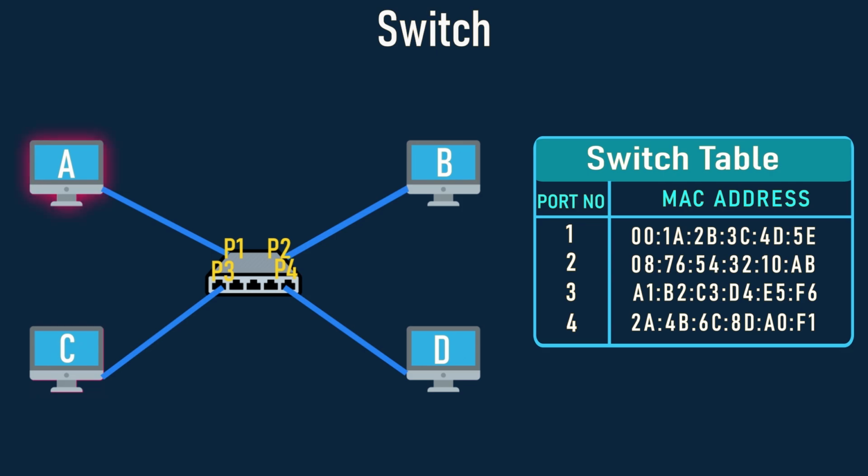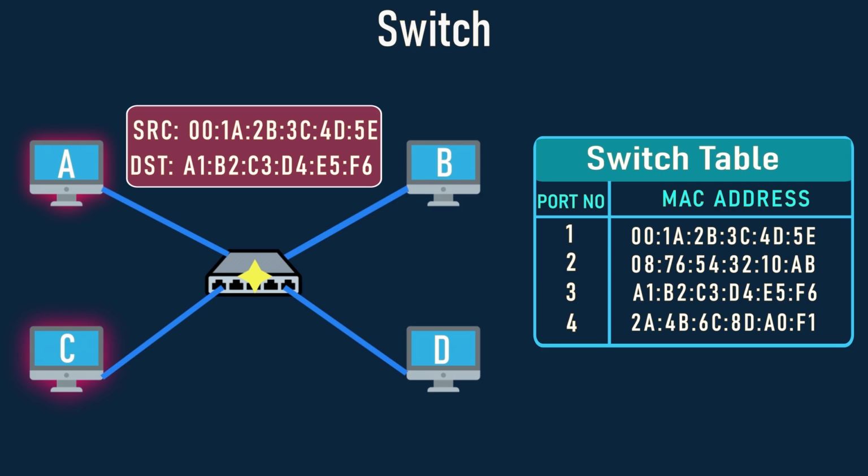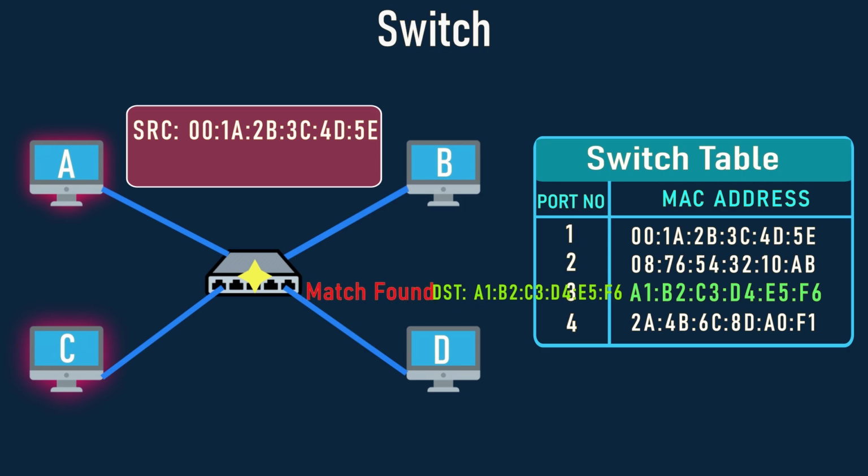Let's say device A wants to send data to C. The packet first goes to the switch. Every packet contains two MAC addresses, the MAC address of the sender and the MAC address of the receiver or destination where the packet needs to be delivered. Now the switch checks the destination MAC address in the packet and matches it against the addresses in the MAC address table. If the destination MAC address is found in the table, then the switch forwards the packet to the port number associated with that MAC address.